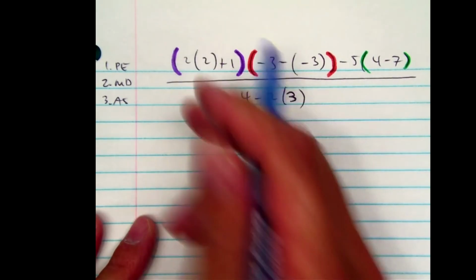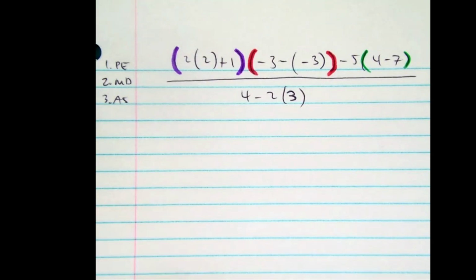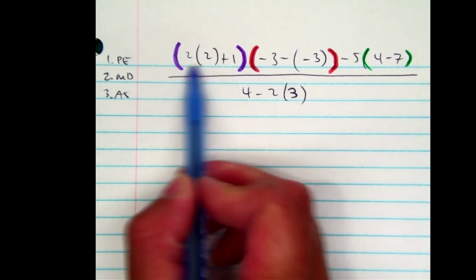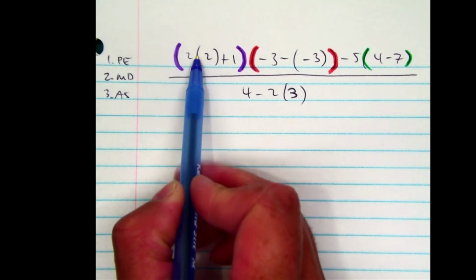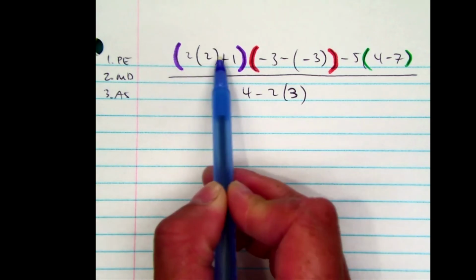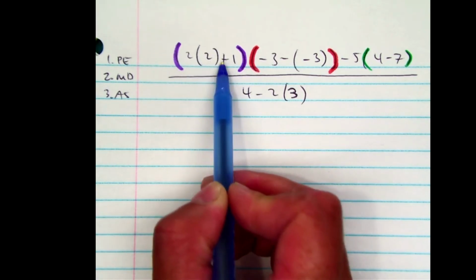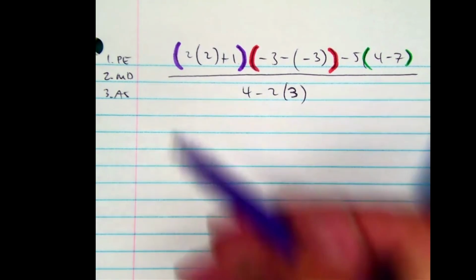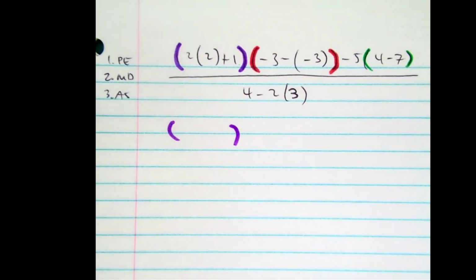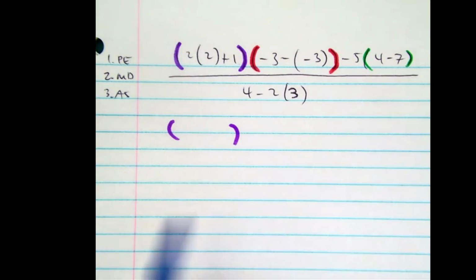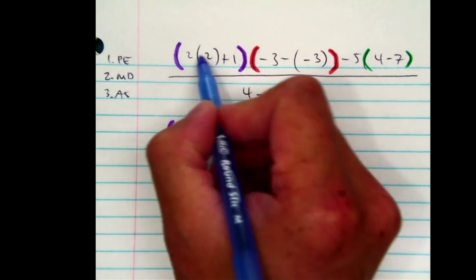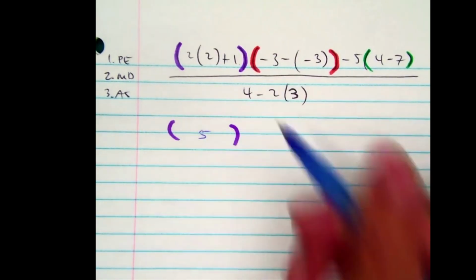So I'm going to go ahead and do the purple one first. Inside the purple, I have what math operation here? And here, should I do 2 plus 1? What should I do? So 2 times 2 is 4, and 4 plus 1 is 5.